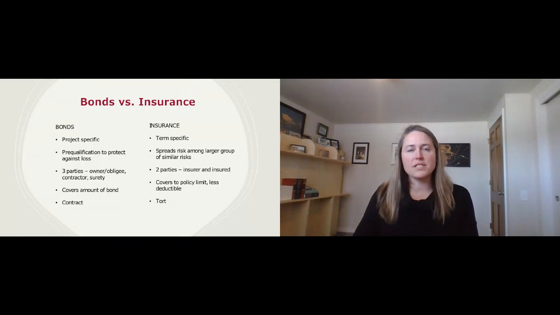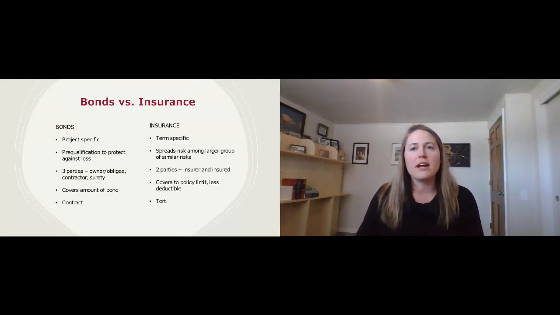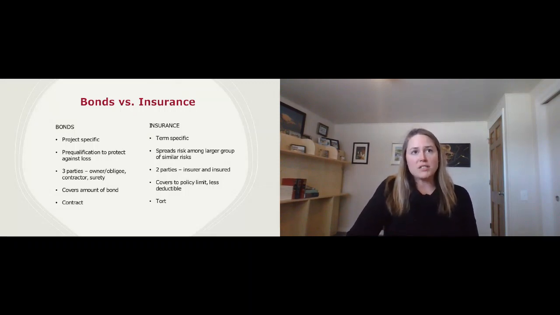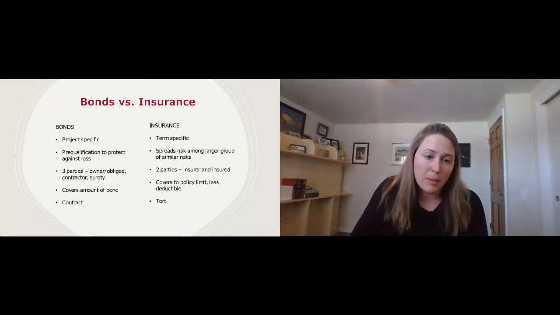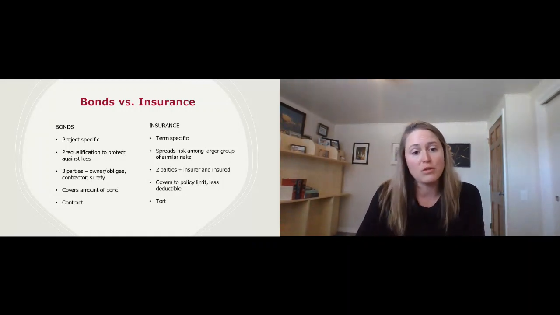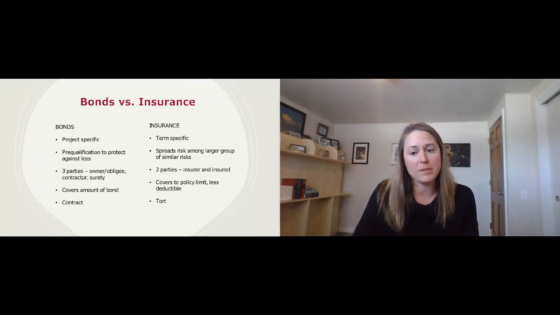So, bonds versus insurance. Looking at them side by side, you can see the difference in how bonds and insurance help with your risk protection. Bonds are very project specific, whether it's the owner in a private context requiring you to hold a bond, or a public project where, by law, you're required at a certain dollar threshold for the project to have performance and payment bonds.